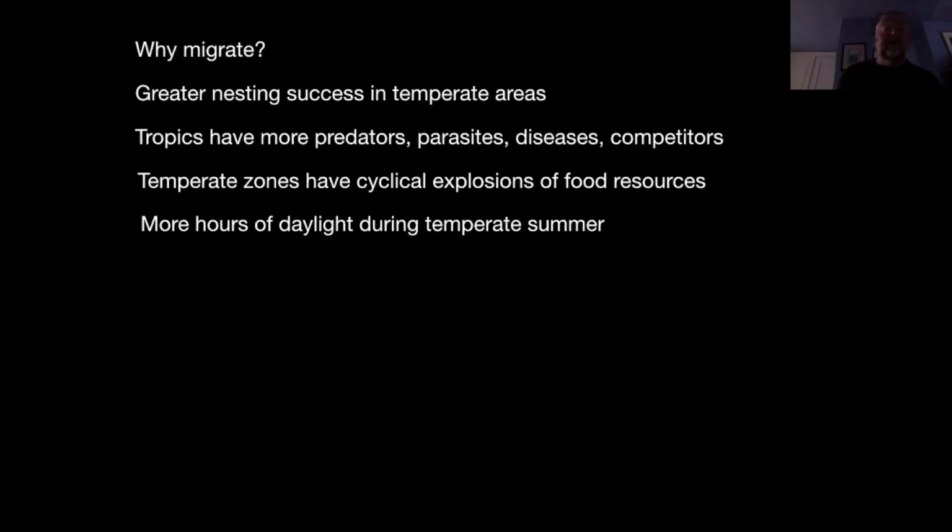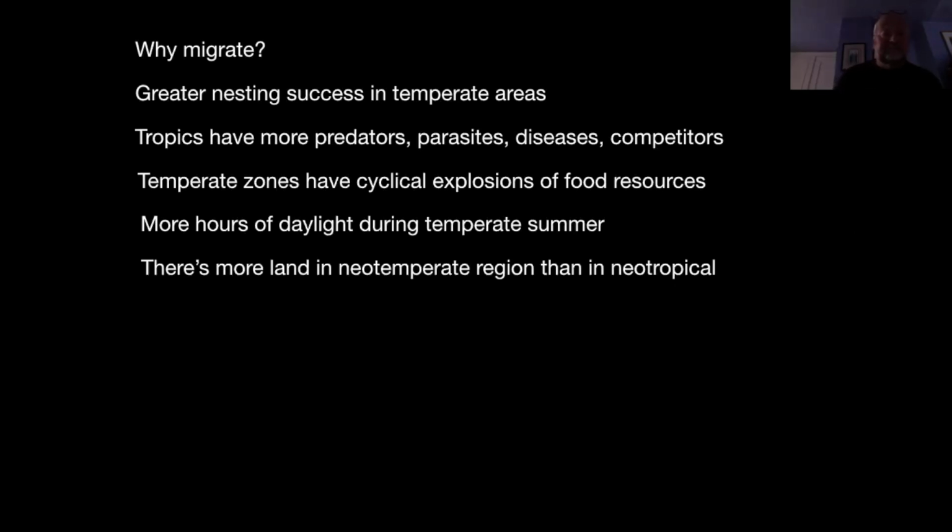And of course, in the tropical zones, daylight hours change very little from one season to another. So they've got the bonus hours. And of course, there's more land in the neo-temperate region of North America than in the tropics. You just look at the map and North America really spreads out, covers a great distance from east to west in the temperate and Arctic zones.